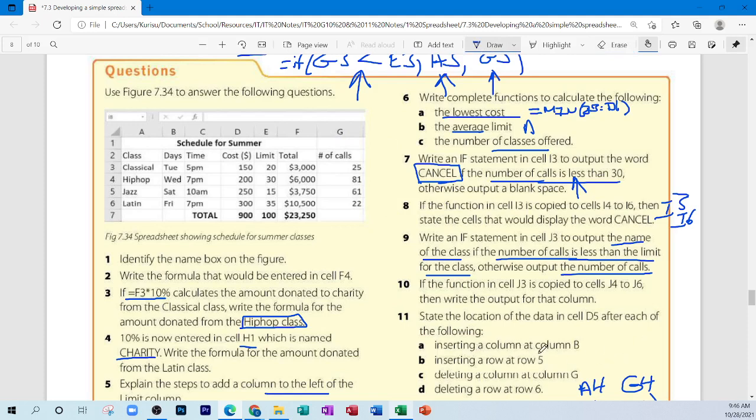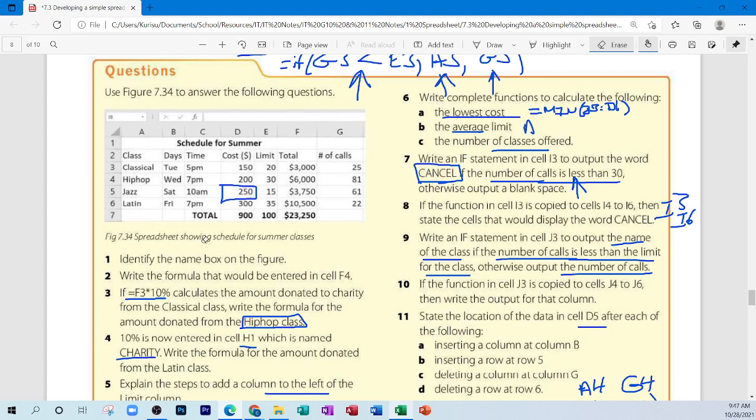So if you insert a column at B, this here is column B. If you insert a column at B, what will happen? Okay, no, the question is to state the location of cell D5. So cell D5 is this 250. That is to state the location of the data in cell D5 after each of the following. So if you inserted a column at column B, what would be the location of D5? Anyone?